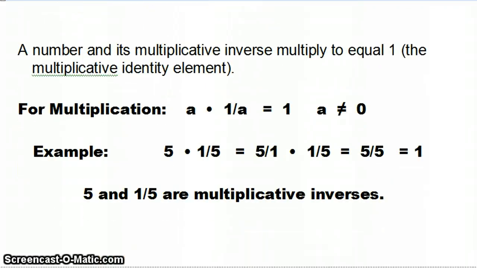A number and its multiplicative inverse multiply to the number 1. So 5 times 1/5 would be equal to 5 over 1 times 1 over 5. You would multiply the two tops together and get 5, and multiply the two bottoms together and get 5. Any number divided by itself is going to be equal to 1 with the exception of 0. 0 is a special number that we'll talk about later. So remember that 10 divided by 10 is equal to 1. Negative 11 divided by negative 11 is equal to 1. Any number divided by itself is equal to 1.